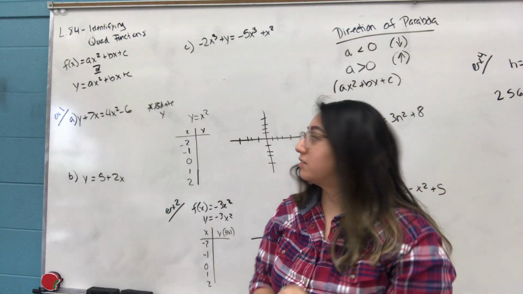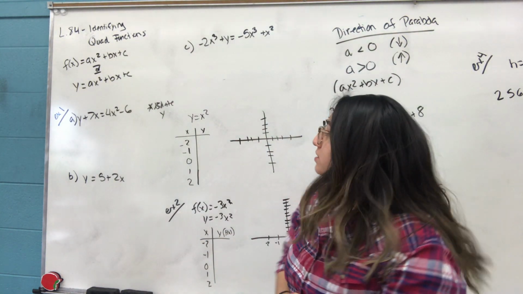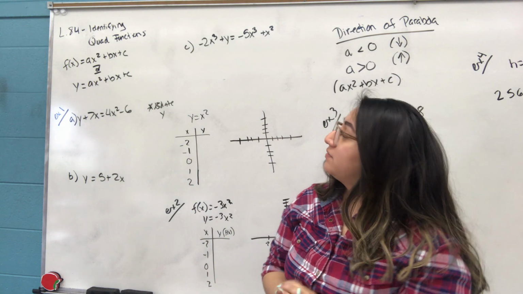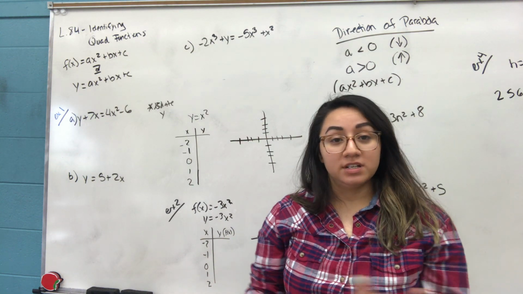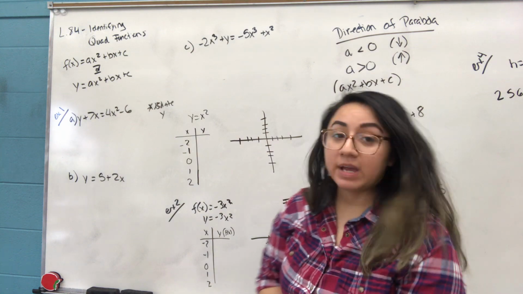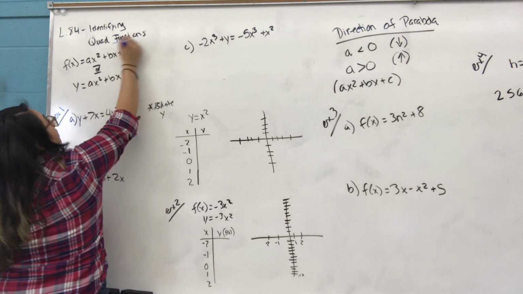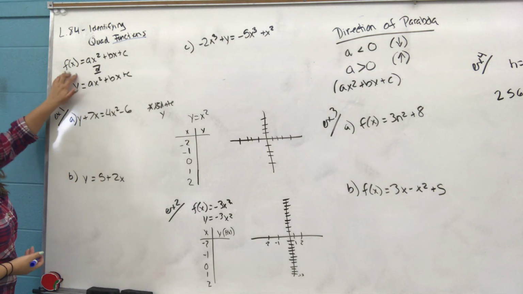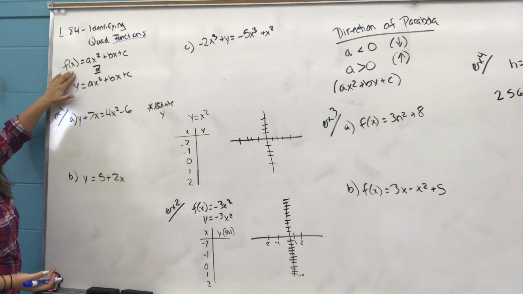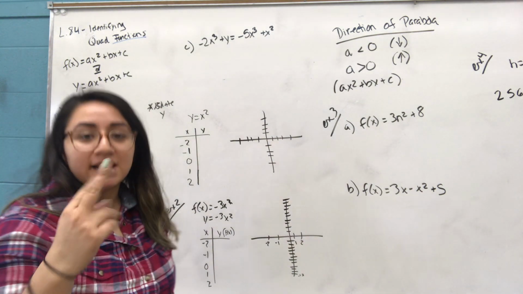Today we're going to learn how to graph parabolas and what they are. So lesson 84, identifying quadratic functions, and that's what another name is for them. We have functions. Think of the word f. So f of x just means function. F of x is also compared to y. They mean exactly the same thing.